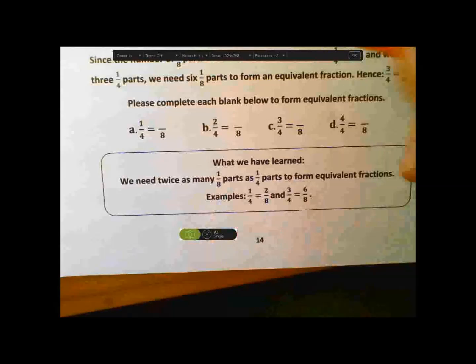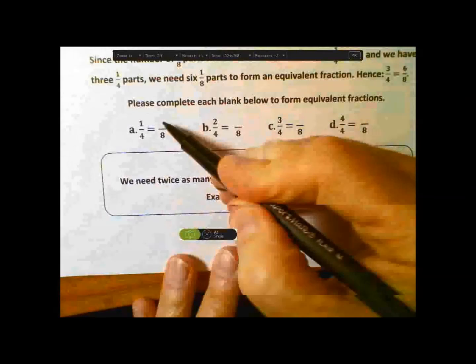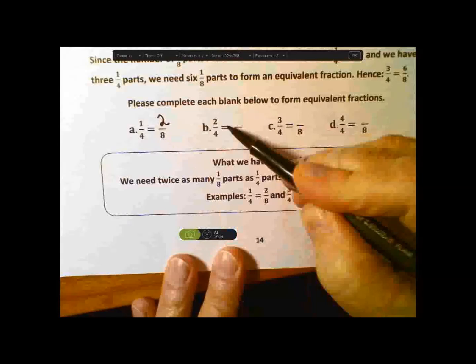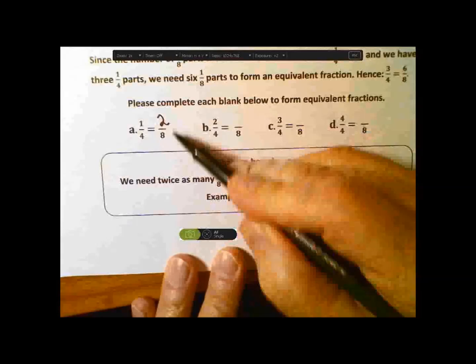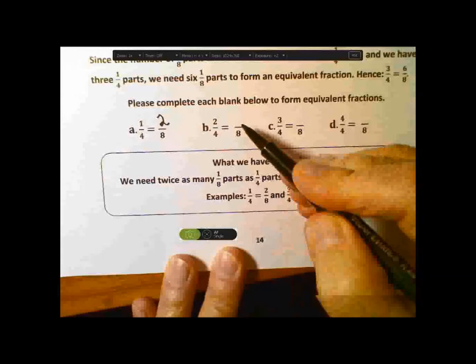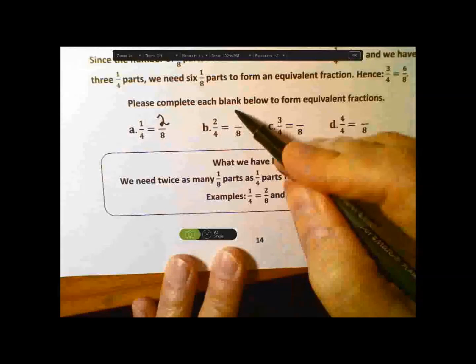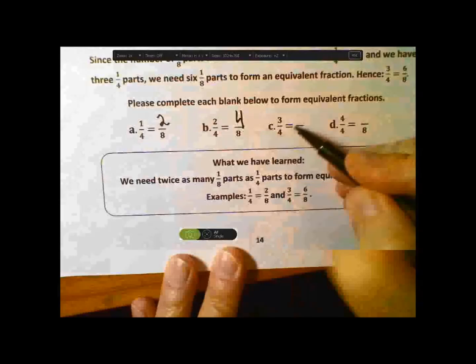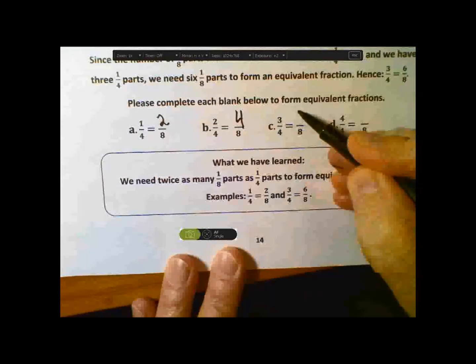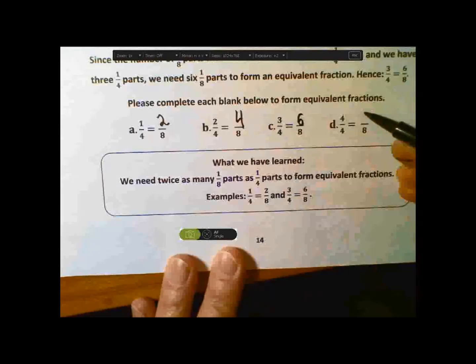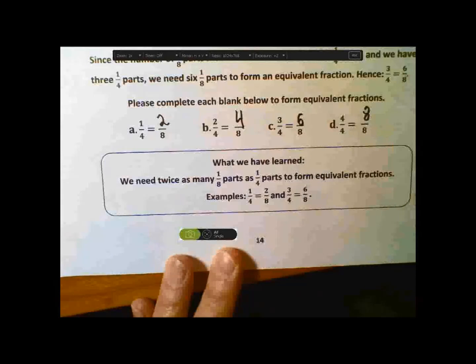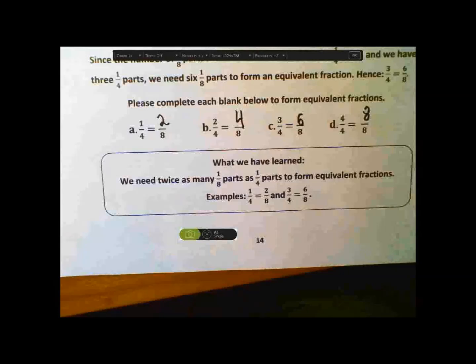1/4 we said is how many 8s? Who remembers what we said? 1/4 is how many 8s? 2. What would 2/4 be? 1/4 is 2 8s. How about 2/4? 4. How about 3/4? 6. How about 4/4? 8. 8 8s. Okay. Very good. Congratulations. Very nice.